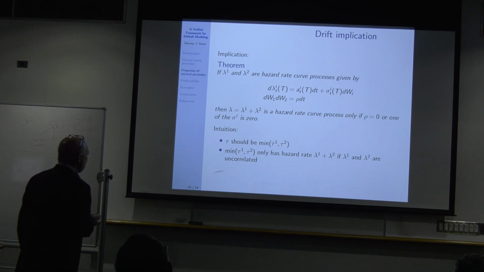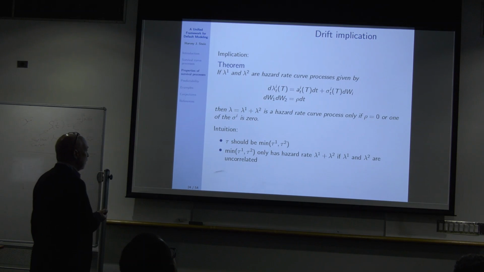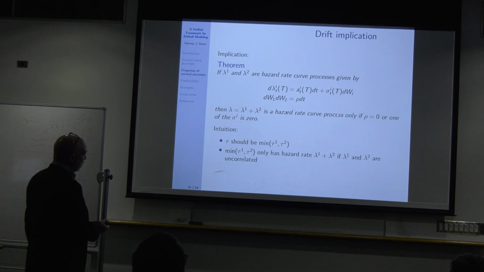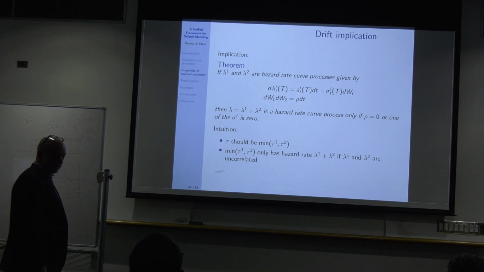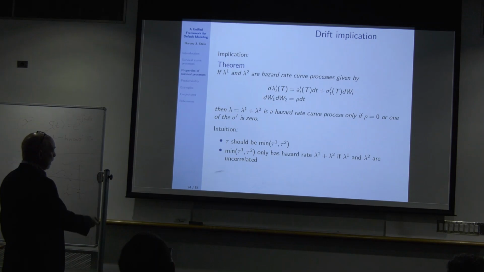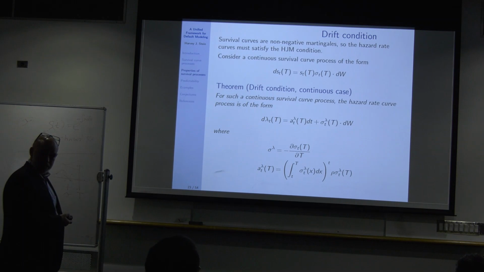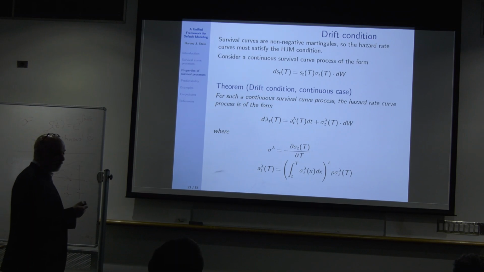But it gives an implication, right? If we have two hazard rate curve processes, then the sum is a hazard rate curve process only if the correlation is 0 or one of the sigmas is 0, because otherwise the vols aren't going to add up correctly. You won't satisfy the drift condition. You add the two lambdas and you'll have a certain drift, but the drift has to satisfy this, and unless the correlation is 0, the drift won't be right.